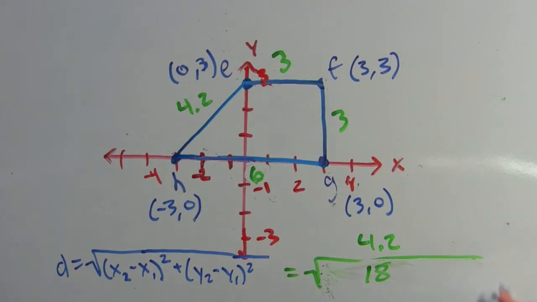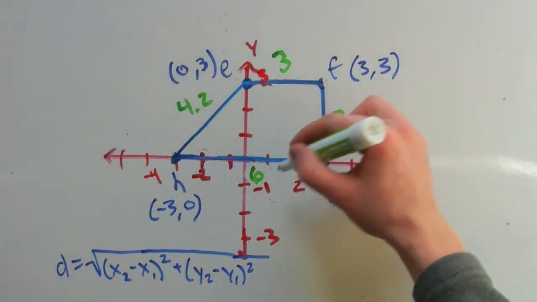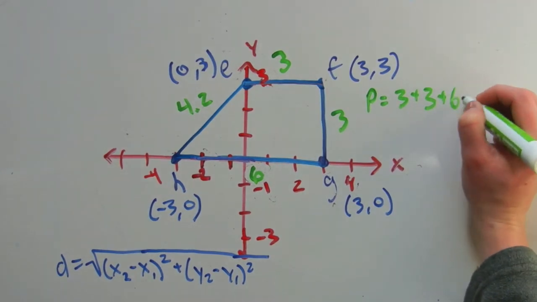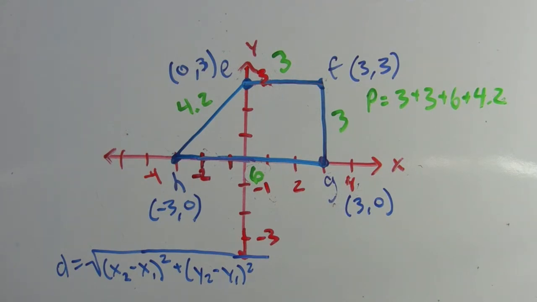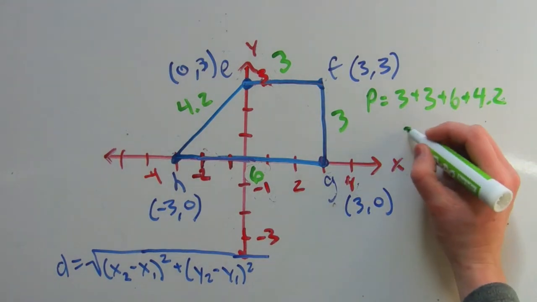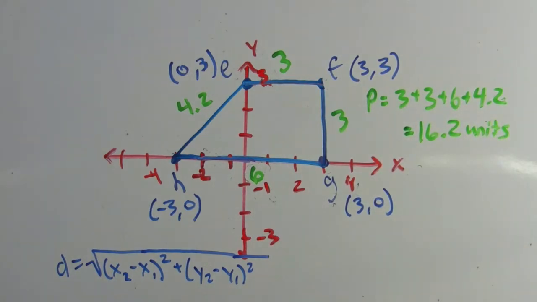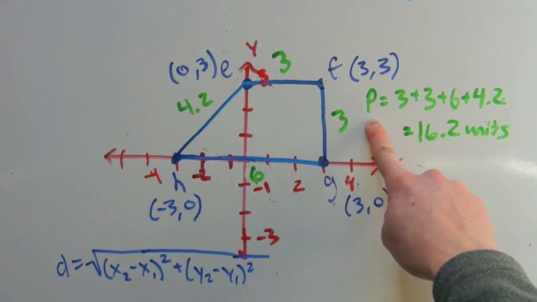So now for the perimeter, we just have to add all of the sides up. So 1, 2, 3, 4 sides. So P equals 3 plus 3 plus 6 plus 4.2, and that's going to be equal to 16.2 units. So our perimeter is 16.2 units. So that is how you use the distance formula to find the length of the sides on a polygon, which in turn will help you calculate the perimeter.